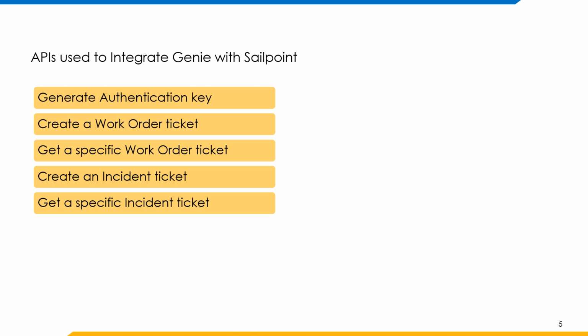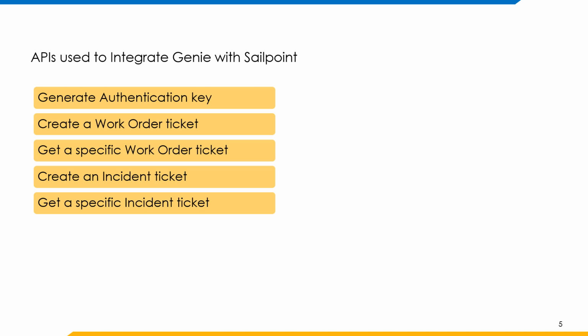Create a work order ticket. Here, we are using this API to create a work order ticket. Get a specific work order ticket. Here, we are using this API to get specific work order ticket details like work order ID, request ID, creation date, and many more.